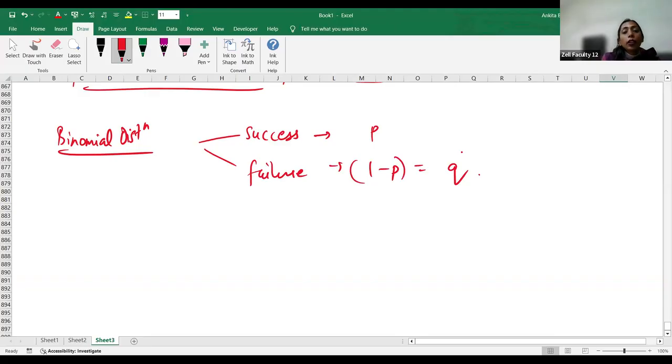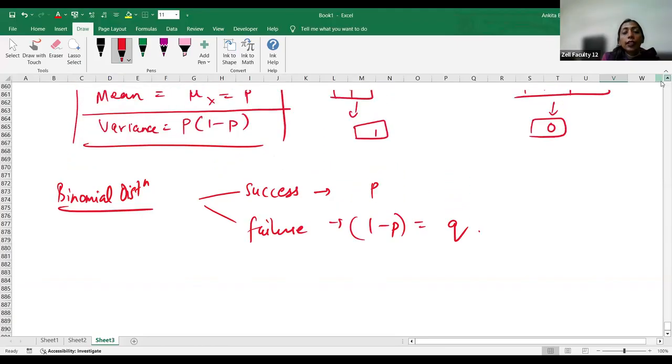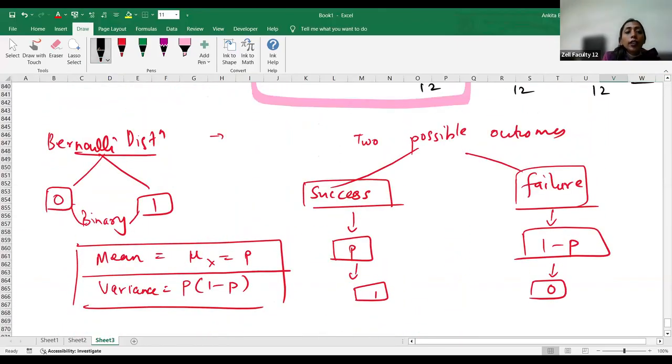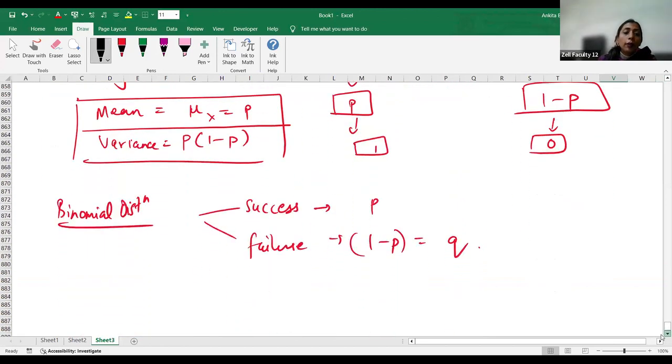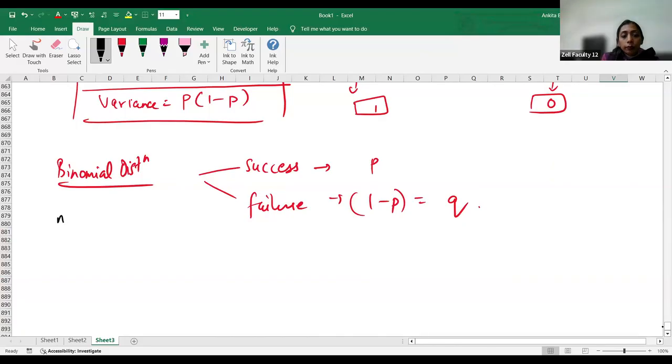Now the difference between Bernoulli and binomial distribution is that in Bernoulli distribution, we are only performing one single trial. Now what is one single trial? If I take a coin and toss it once, that is one trial. Now in binomial distribution, I take a coin but I toss it n times. I toss the same coin 50 times, I toss the same coin 100 times. So that n is my number of trials.